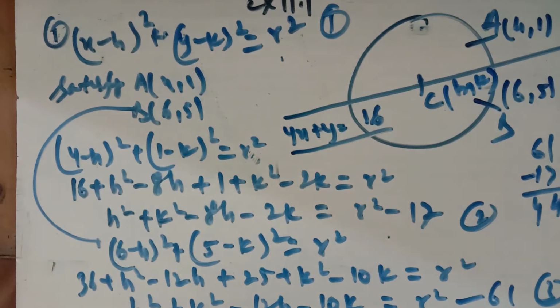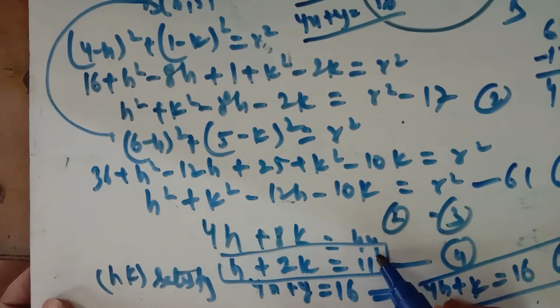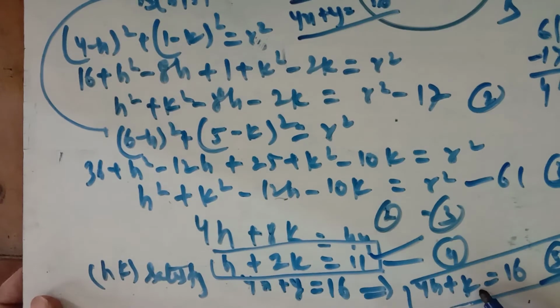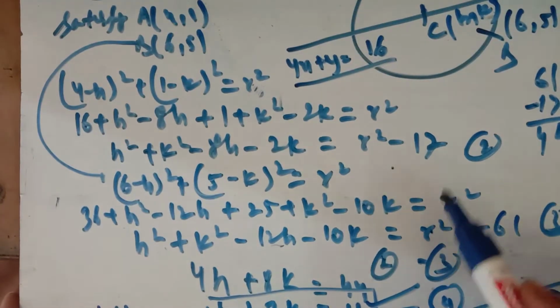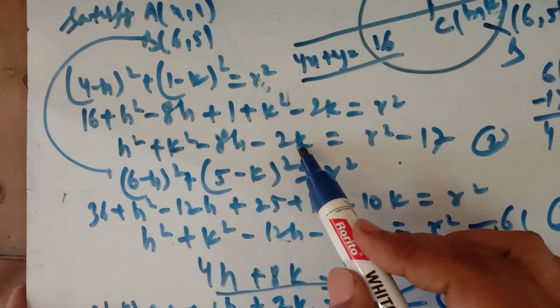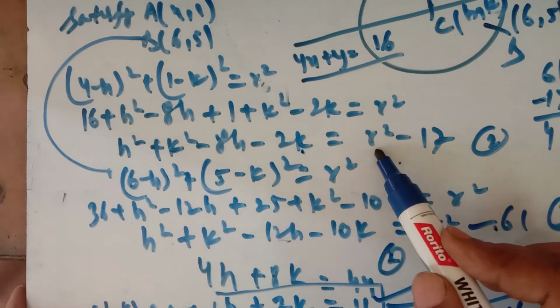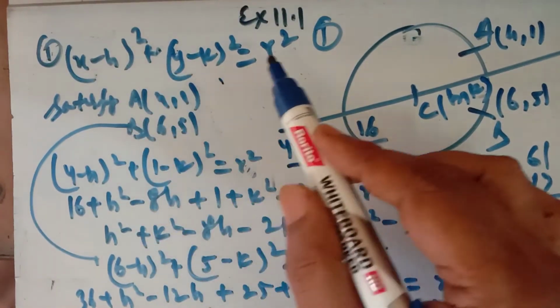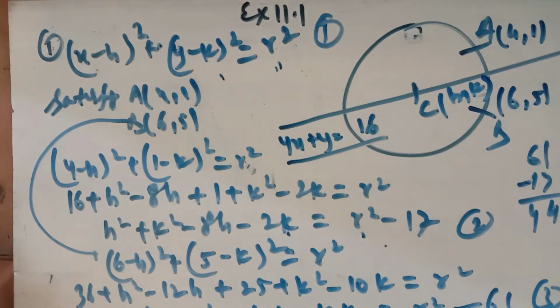It is x square plus y square minus 6x minus 8y plus 15 equal to 0. What I'm saying is that you have to solve equations 4 and 5 to get the values of h and k, and put the values of h and k in either 2 or 3 to get the value of r. When you put the values of h, k and r in this equation, you'll get the equation of the circle.